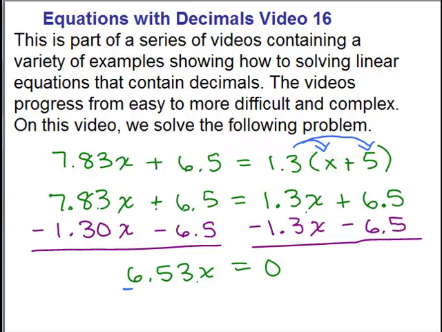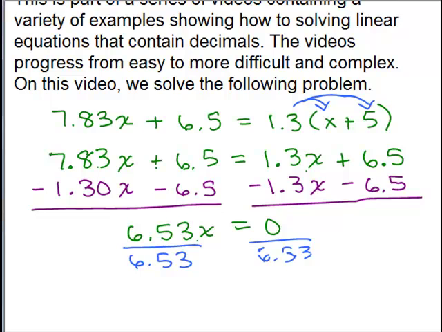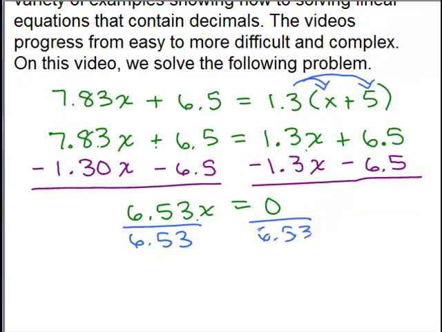So if we divide both sides by 6.53, 0 divided by any number except 0 is just 0. So the answer to this problem is x equals 0. Not bad, not bad at all.